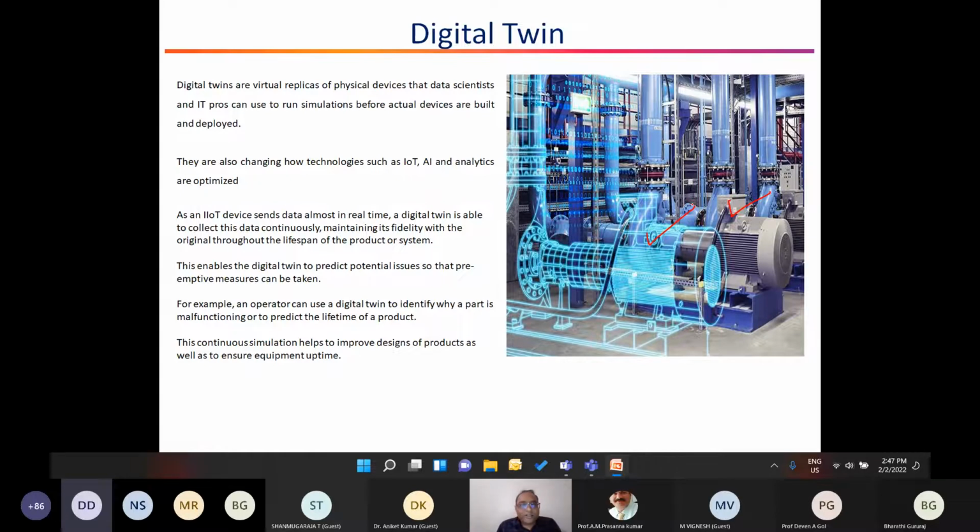So a digital twin, as I told, is basically creating a replica of the physical components, right? The digital twin is one of the key components of Industry 4.0, where a lot of IoT and AI analytics are used in order to create the simulation version of the actual machine. As an IoT device sends data almost in real time, a digital twin is able to collect this data continuously and maintain its fidelity with the original machine throughout the lifespan of the product system.